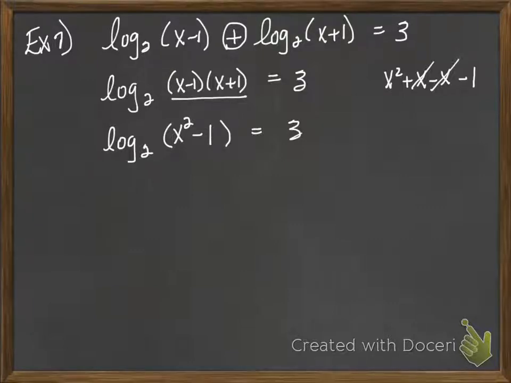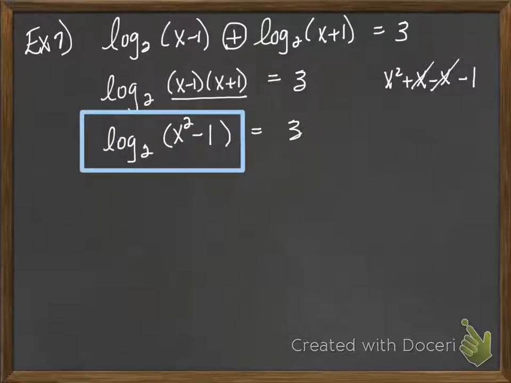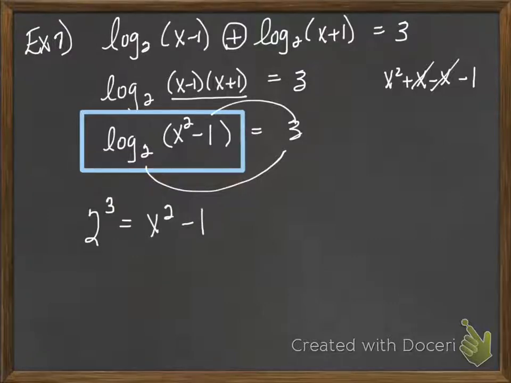Okay? Now, let's look at the log. Some people might think the log is not by itself, but it is by itself. Some people might think that x squared is a power, but remember the power has to be on the outside. X squared minus 1 is just a quantity. Even though it's x squared, that's just your quantity. There's nothing being squared on that. So that log is technically completely by itself, and it's ready to rewrite in exponential form. So you're going to get 2 to the 3rd power is equal to x squared minus 1.